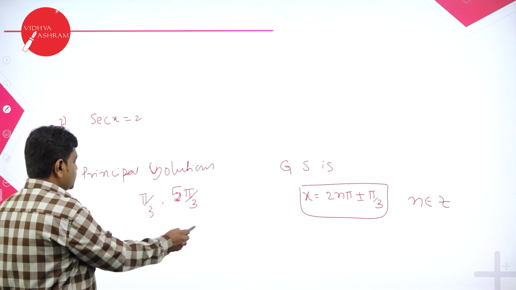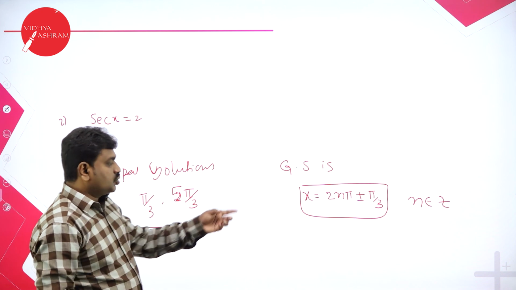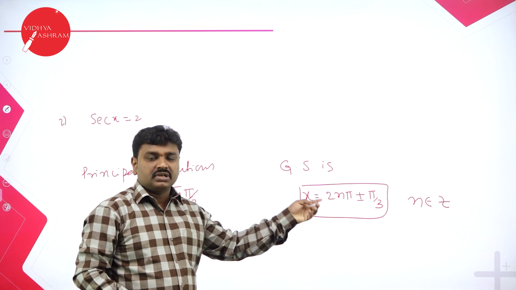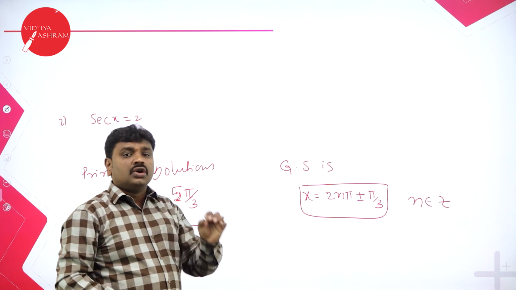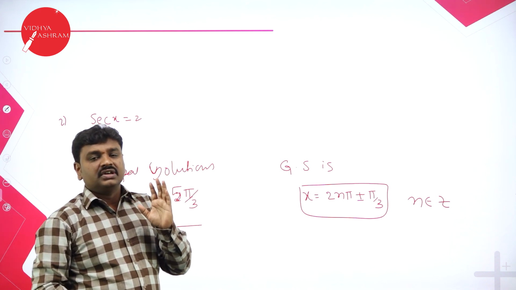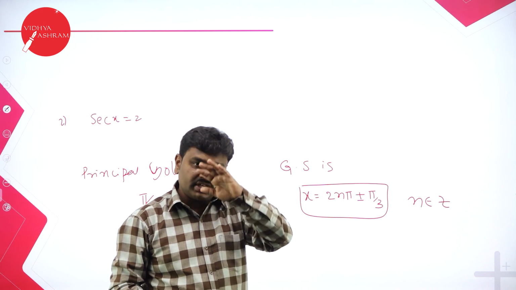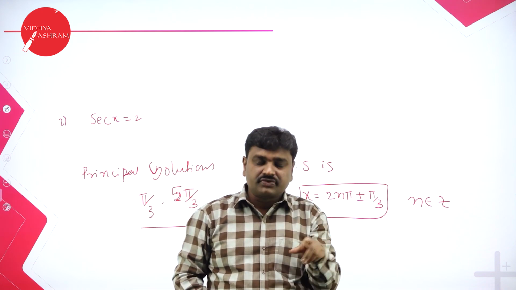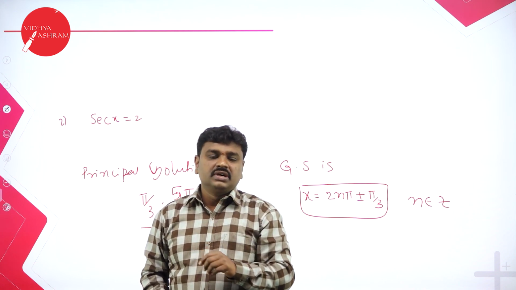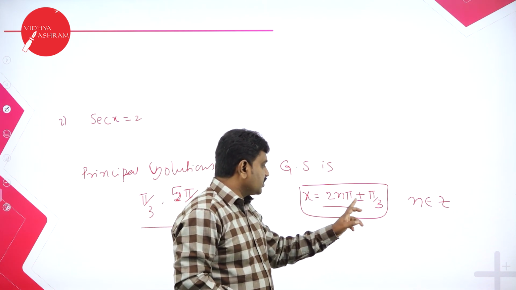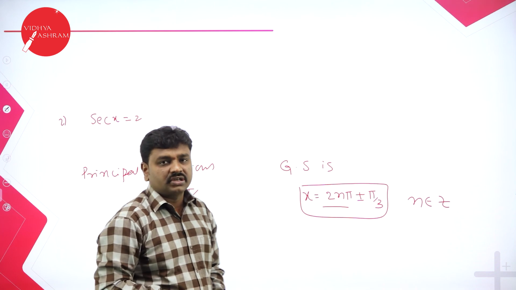So, we got a principal solution. Principal solution means choose n as an integer such that you get one of the alpha or one of the x values within 360 degrees. The solution which is lying within 360 degrees, within the first 4 quadrants, we call the principal solution. And when you write the solution in the form of n, we call it the general solution.